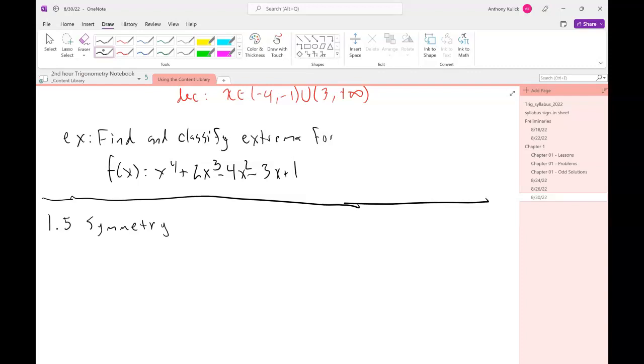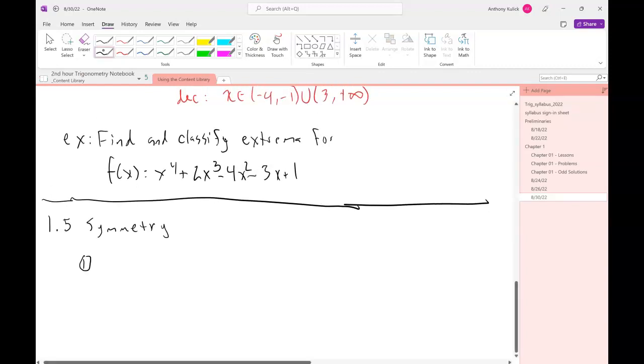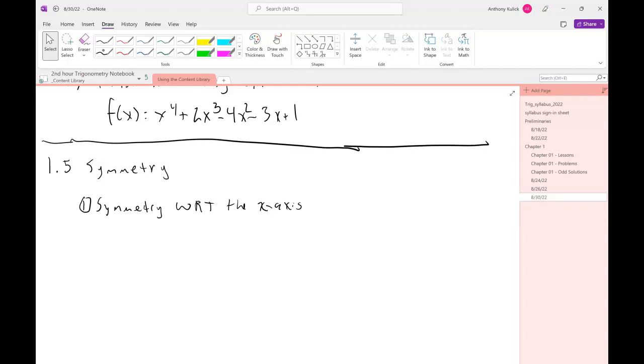The next topic we're going to talk about is symmetry. And there's going to be 3 types of symmetries that we'll talk about. The first type is going to be symmetry with respect to the x-axis. I abbreviate the phrase with respect to as WRT, as that phrase comes up not infrequently in a math classroom. It's a fairly commonly used abbreviation. WRT is with respect to.